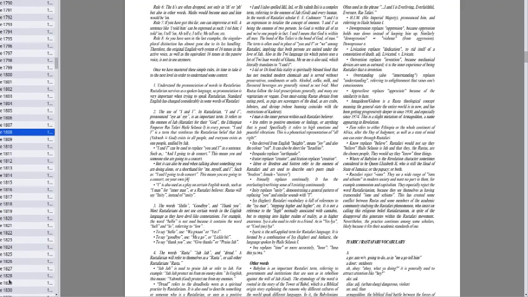This looks like it goes into the Jamaican Rastafarian religion. Understand the pronunciations of words in Rastafarian, well, they speak patois, right? Rastafarian survives as a spoken language, as pronunciation is very important when trying to speak Rastafarian. Standard English has changed considerably in some words of Rastafari. The use of I and I in Rastafarian, I and I, pronounced I and I, as in E-Y-E and A-N-I. It is an important term.